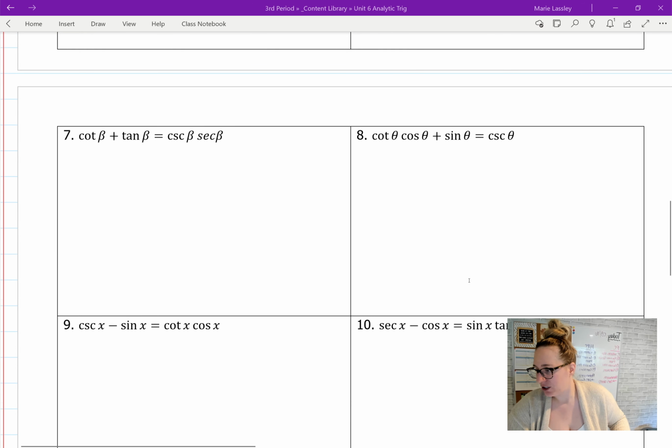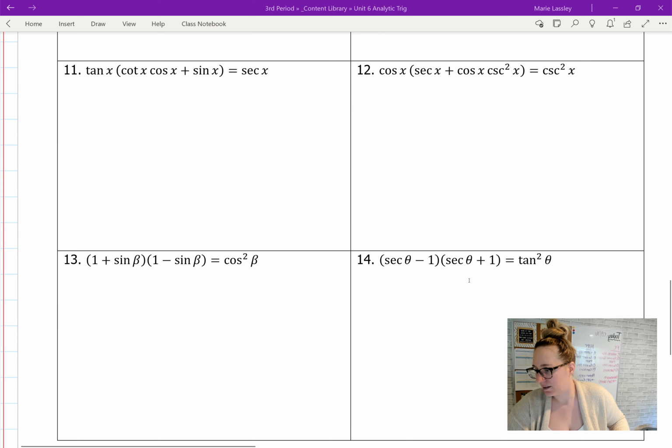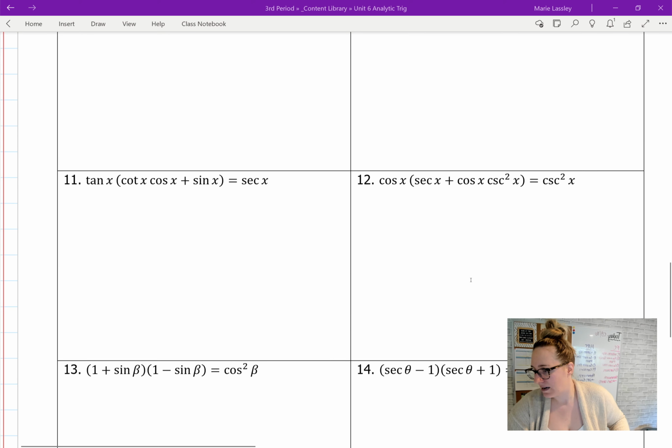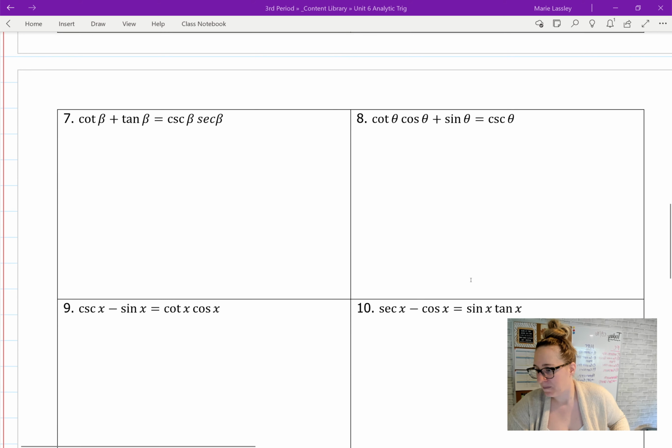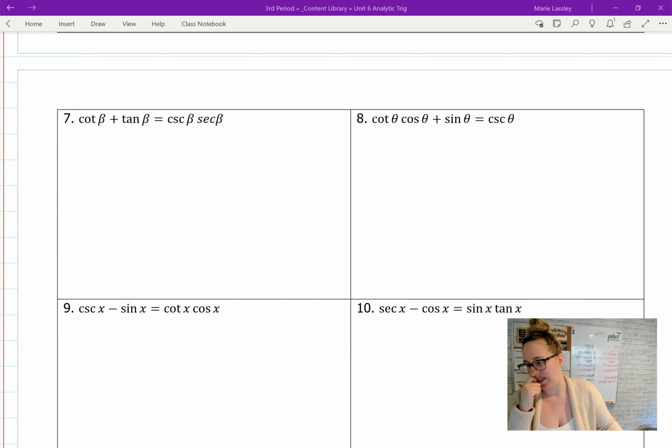I think I'll just do 2 on the back. Let's see. Some of these are some algebra stuff. I'm trying to see which one I want to do. I don't want to do all the fun ones. All right, I'm going to do number 7, I think. So number 7.